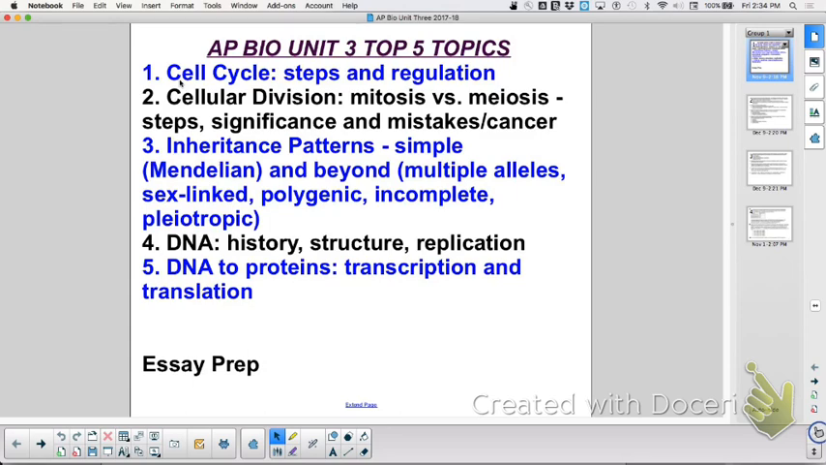Mitosis versus meiosis. Step, significance, mistakes, and cancer. So much there. Okay, on your mitosis, meiosis, be prepared to answer a question. If I say your N number is 2, diagram metaphase, or metaphase 1, or metaphase 2. Could you do that? Yeah. Do you want to do that together, or are you cool with that? Let's try.